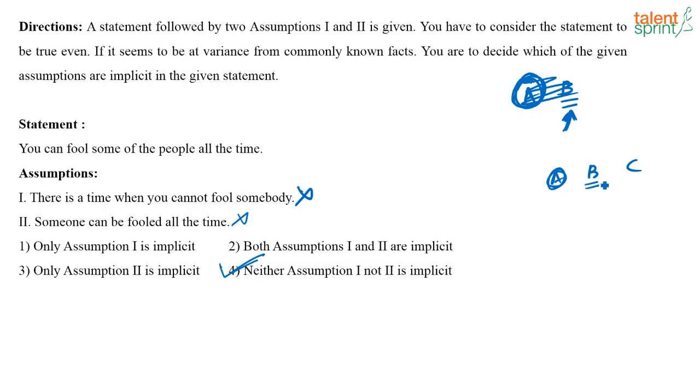So how can you take assumption 2 to be implicit? So this statement you are not making based on this assumption. So assumption 2 is not implicit. So neither assumption 1 nor assumption 2 is implicit. Clear? See, if the second assumption was some people can be fooled all the time, that's fine, then you can take that, right? Here you can't say someone can be anyone.